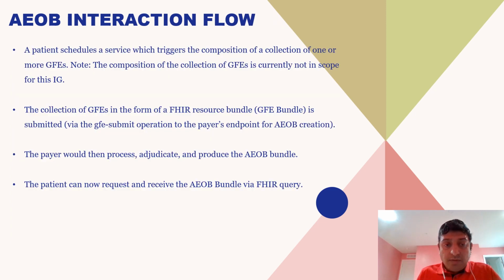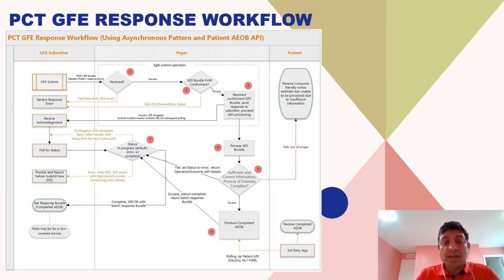In this particular slide, we have just additional details about the workflow. So we'll skip this one and move on to the next slide. The next slide talks about the good faith estimate response workflow. So in this particular workflow, the good faith estimate request is submitted. The system verifies whether it is received or not. If it is received successfully, then the system next verifies whether it is FHIR conformant. If yes, then it moves ahead in the workflow. If no, then it returns a 412 error to the submitter.